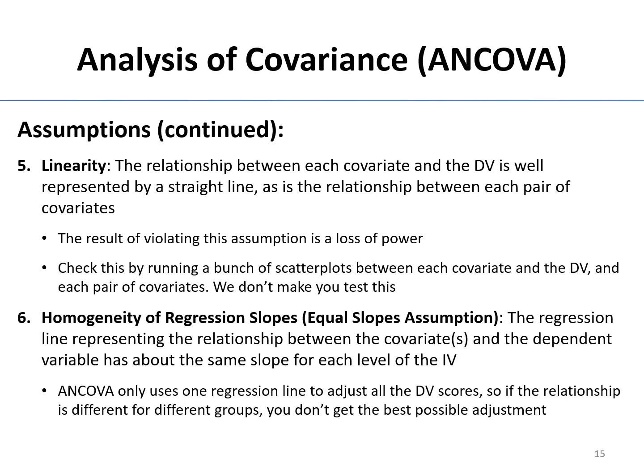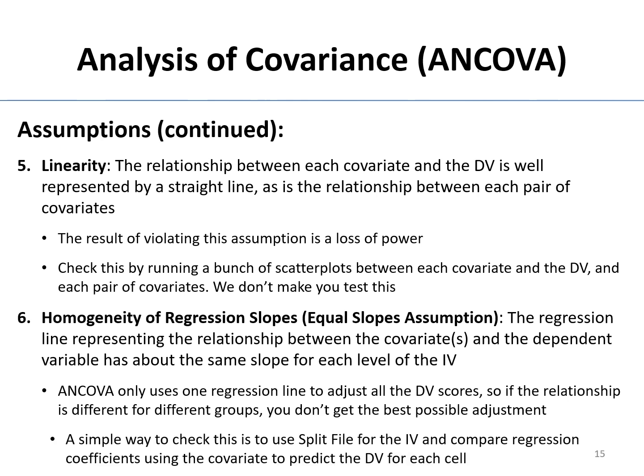And that's what I say here. ANCOVA only uses one regression line to adjust all the dependent variable scores. So if the relationship is different for different groups, so it's negative for one and positive for another, you've got a problem. You won't get the best possible adjustment, and you could have residual confounding, which suggests you'd have power issues.